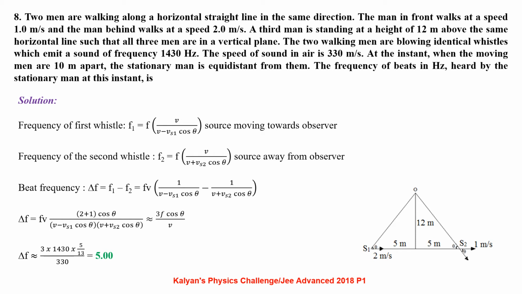Frequency of the first whistle f1 equal to f times v by (v minus vs1 cos theta). Source is moving towards the observer. Frequency of the second whistle f2 equal to f of v by (v plus vs2 cos theta), that is, source moving away from the observer. Beat frequency delta f equal to f1 minus f2, that is fv times [1 by (v minus vs1 cos theta) minus 1 by (v plus vs2 cos theta)]. Delta f equal to fv times (2 plus 1) cos theta by (v minus vs1 cos theta)(v plus vs2 cos theta), that is approximately 3f cos theta by v. So delta f equal to 3 into 1430 into 5 by 13 by 330, which is 5.